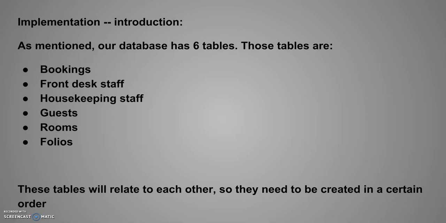To implement our database, there are a few things we need to consider. As mentioned before, we have 6 tables residing within our database. Those tables are, in no particular order, our booking table, our front desk staff table, our housekeeping staff table, our guests table, a table for our rooms, and a table for our folios. These tables are going to be relating to each other, so we do have to design and create our tables in a certain order in our database management system, or else we'll run into problems.